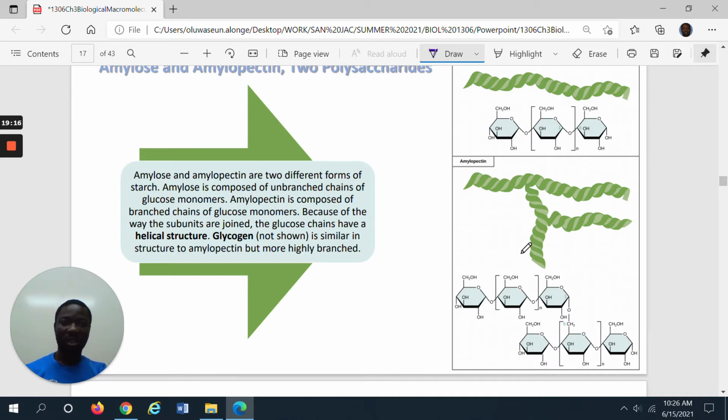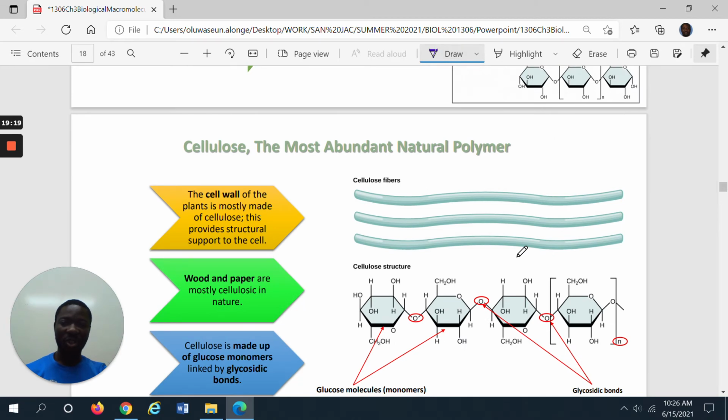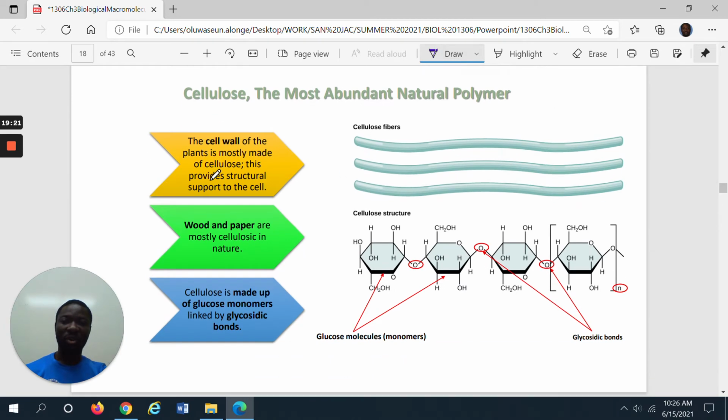Yeah, just take note of that for those different strains of polysaccharide. Now, cellulose, which is the most abundant natural polymer. Cellulose is what you see in the cell wall of plants, and that's why it is very, very rigid. It makes it difficult to digest because of the cellulose that is present in it. And that's why a plant is said to be strong, to have that kind of structural support. It is also used to make paper and wood.